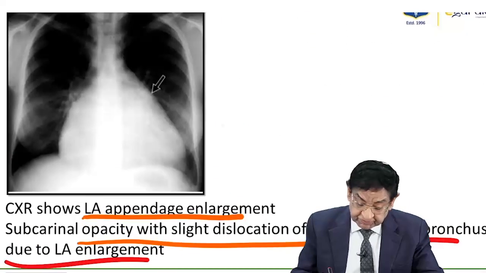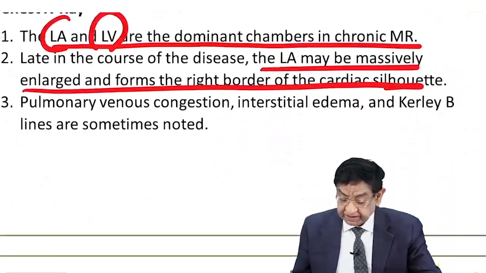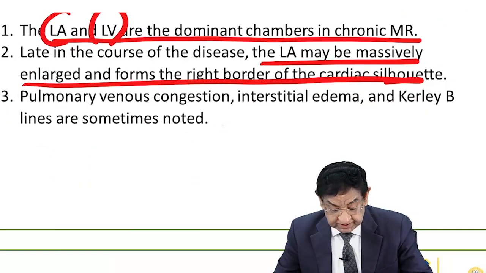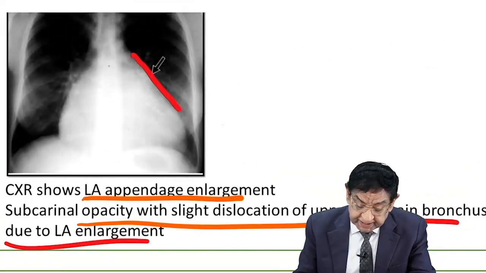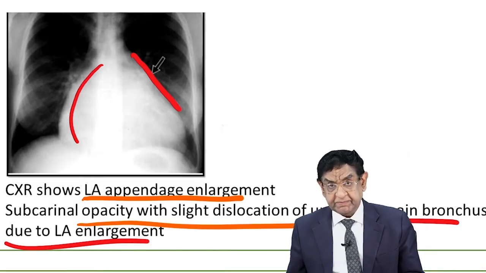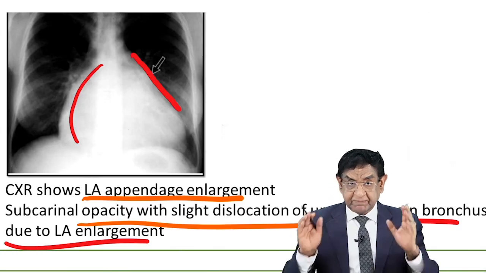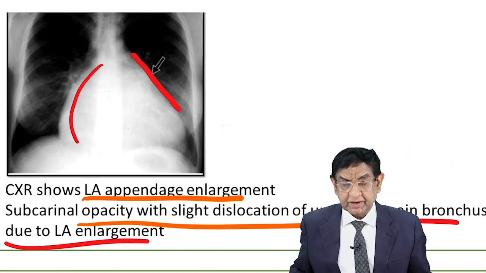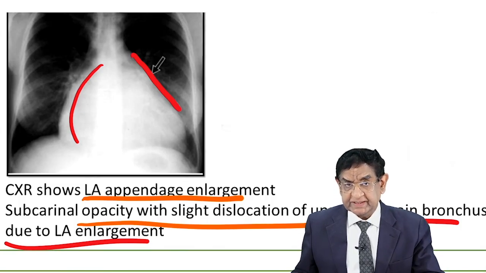Look into this. This is what we are seeing. It is making the right border of the heart. This is being made by the enlarged LA, and later on, other than the straightening of the left border, it may even make the right border also. We can see the double shadow if LA enlarges, and this double shadow of the right border is the classical feature of LA enlargement, and that is the feature that we saw in mitral stenosis also.